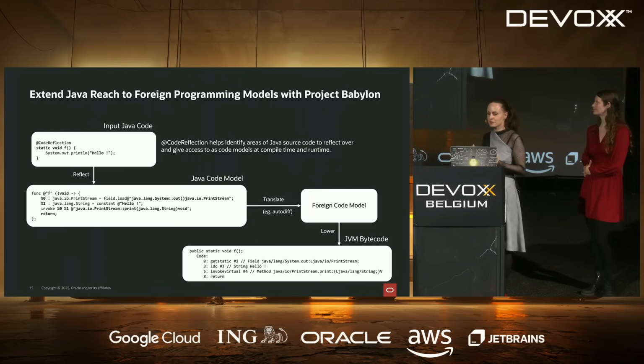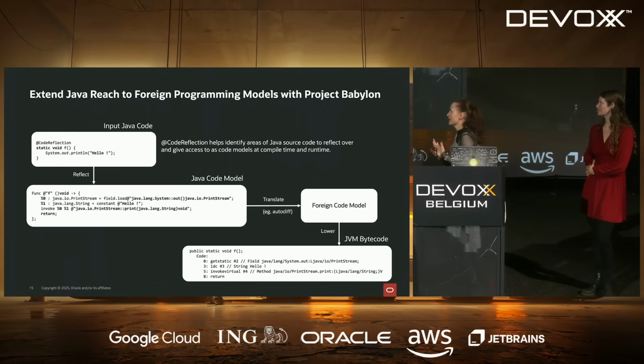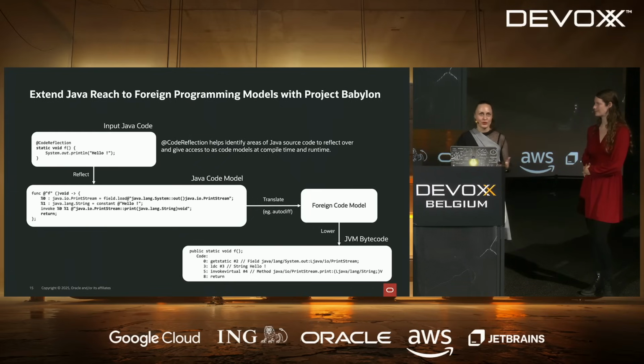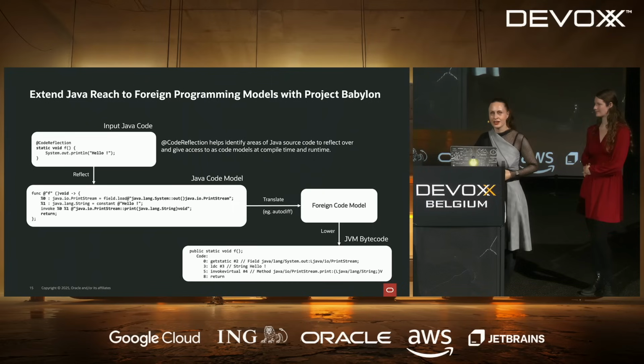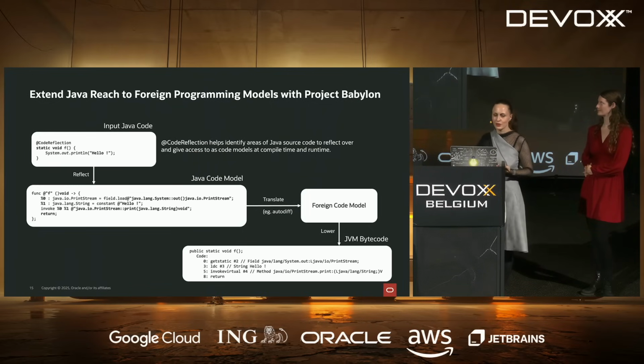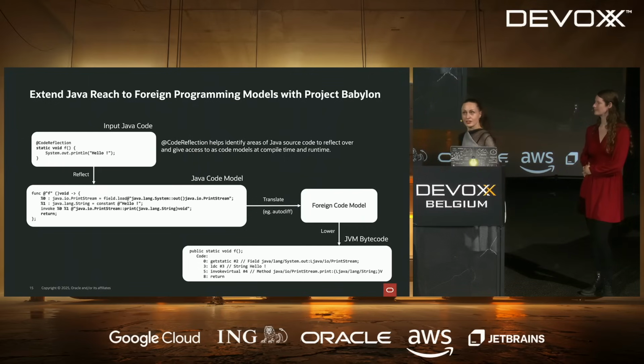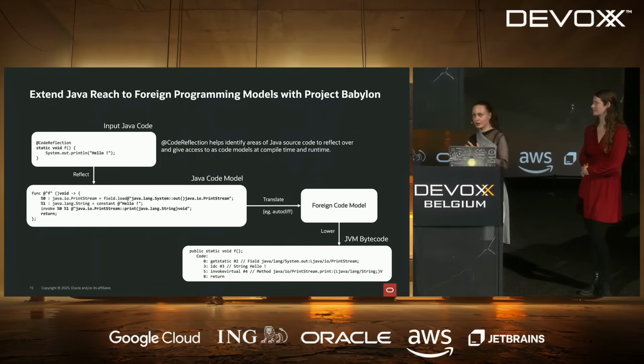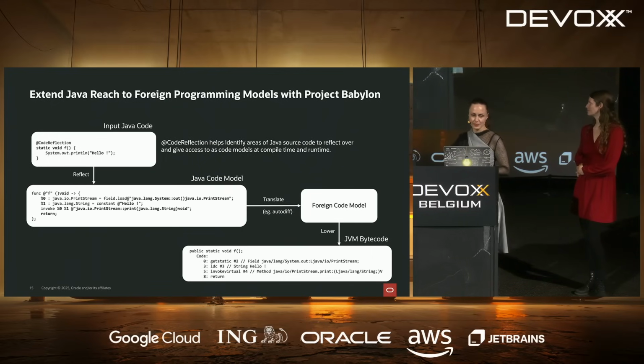So to make it easy, Project Babylon created the @CodeReflection annotation. Whenever you write a method in Java and annotate it with @CodeReflection, you're helping your compiler, saying, hey, you should reflect on this. At compile time, the javac compiler reflects over the annotated code and generates something called the Java code reflection model. I simplified it here as the Java code model. That looks like that.